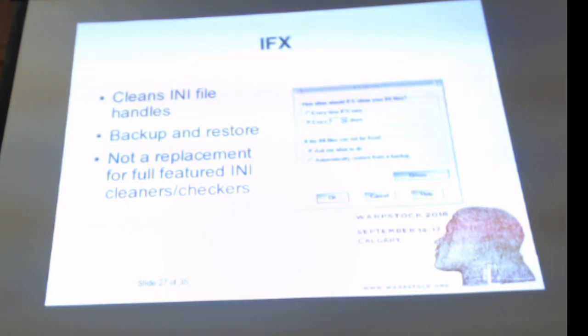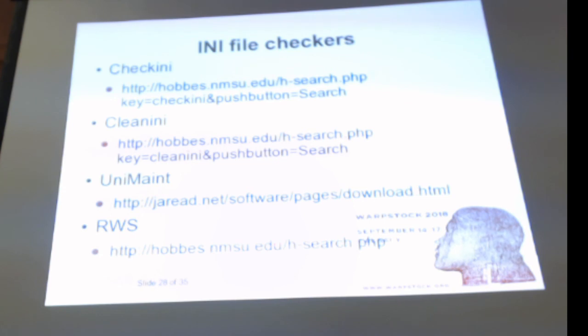INIFX, we talked a little bit about it earlier. It basically cleans and checks your INI files. You can use it to back up and restore, but it is clearly not a replacement for any of the full INI checkers. CheckINI, CleanINI are the two that I use most commonly. I do use UniMaint occasionally. And RWS is not technically an INI cleaner, but it has a program associated with it where it will identify icons, for example, that have been loaded into OS2.INI, which are simply duplicates of the icon that it would have anyway, so it's just stuff that's taking up space that is unnecessary.